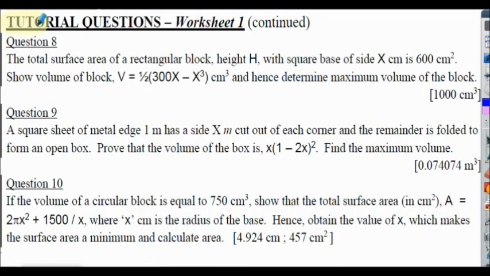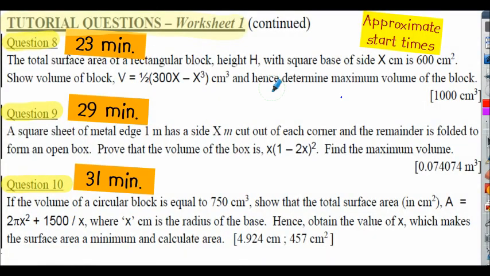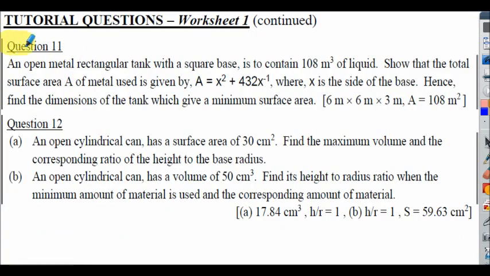We'll next review some tutorial questions from our workbook. As a continuation of the previous presentation, I will show the solutions to question 8, question 9 and question 10. And here are the approximate start times related to question 8 through to question 10. But again, please note these times are rounded to the nearest minute. But I will leave you with question 11 and question 12 extracted from our workbook to solve at your own pace.